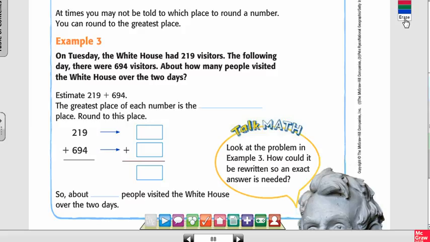Okay, so let's start with 219. What number is in the hundreds place? 2. Okay, and then look at the number to the right. What does 1 say? So the 2 stays the same, and replace the other numbers with? 0. So I get 200 for that one.